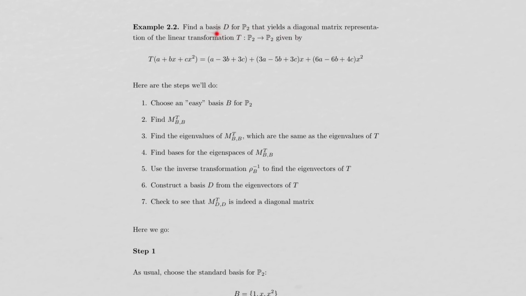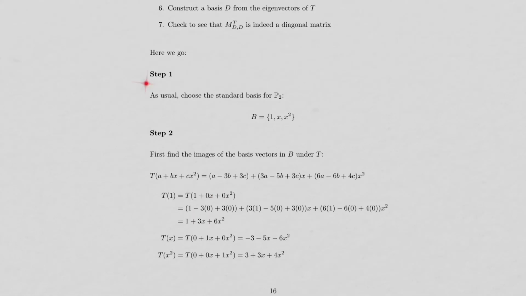We were just asked to find the basis. We weren't asked to find the diagonal matrix, but we can check to see that this matrix is in fact diagonal, just to confirm that we did the work correctly. Okay, step 1, very easy, just choose the standard basis for P2. Step 2, find the images of the basis vectors under T. So we want T of 1, T of x, T of x squared. Here's T again for reference.